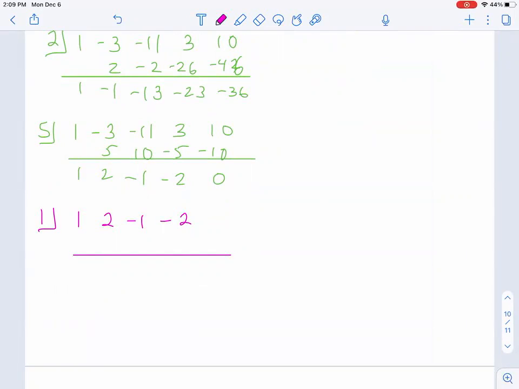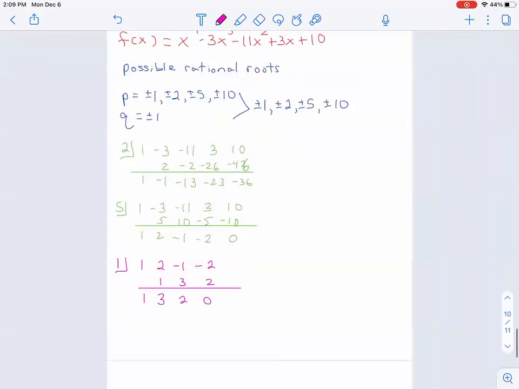So I'm going to bring down the 1, multiply and add down, multiply and add down, multiply and add down. I know, we got lucky again. That's good. We got a remainder of 0. So we're on a roll here.